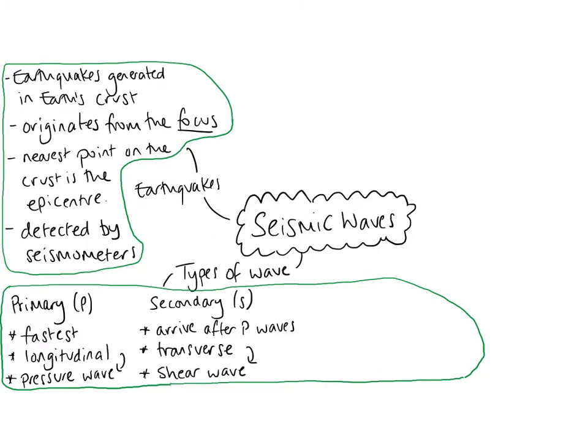The secondary waves arrive second, after the primary waves, so that means they travel slightly slower. They're a transverse wave, so it's got an S in the word transverse, to help you remember that, and we'd call that a shear wave.